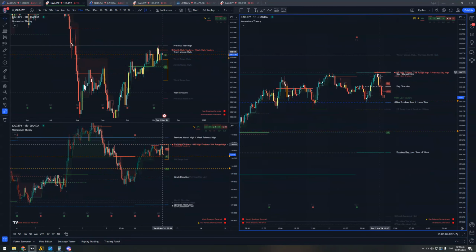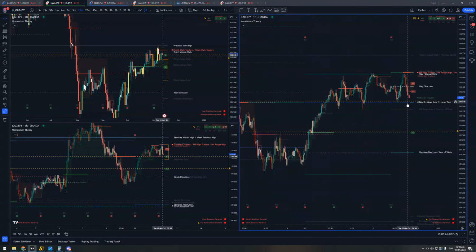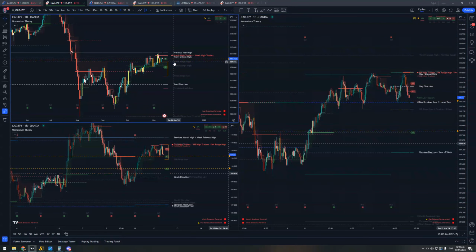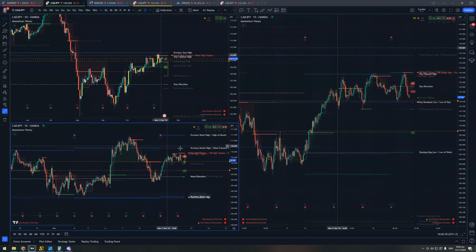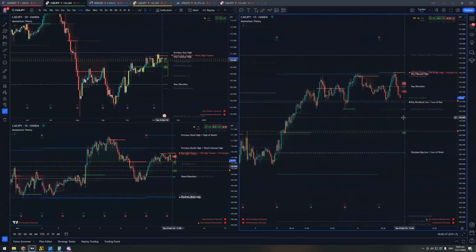So CADJ took that one, faking out the high over here. It's a day fake out retracement back to that breakout level. But the move I'm looking for is a move right down to at least this H8 breakout level, or more optimistically, I'm looking for a move all the way down. But let's see what it does.